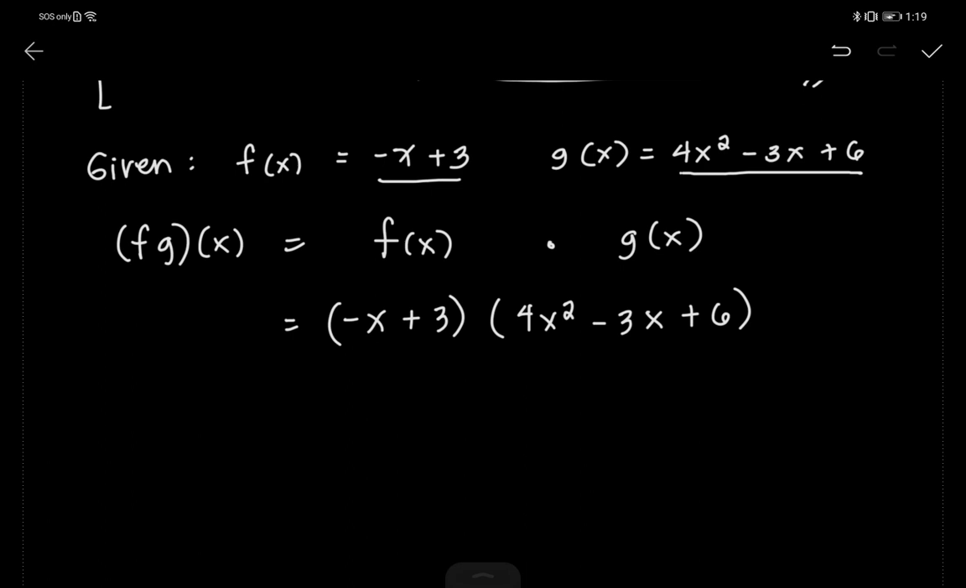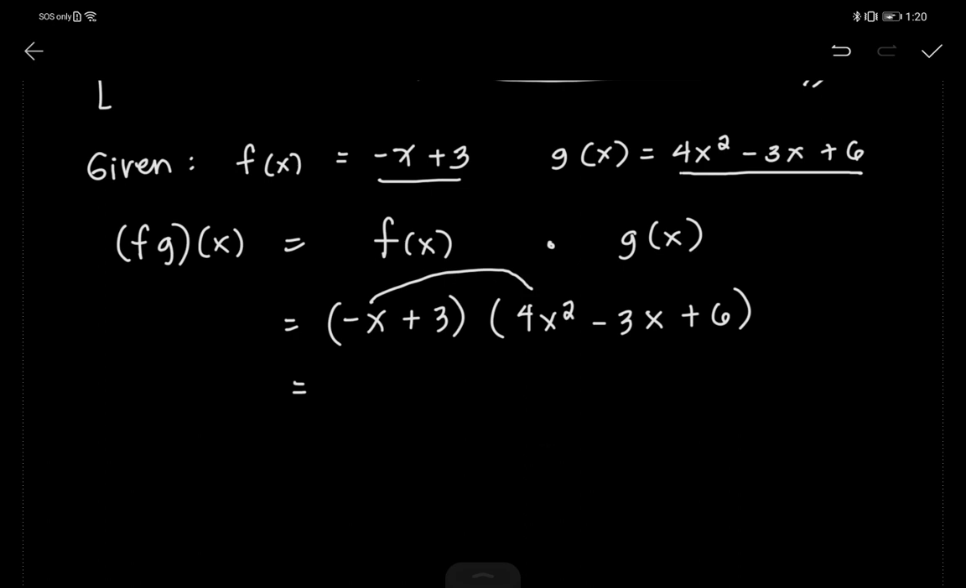In this case, we are not going to use the FOIL method because the FOIL method is only applicable if we are multiplying two binomials. Since in this case we are multiplying a binomial by a trinomial, we're going to use the distributive property. It means that we're going to distribute this first term to our second function, and then distribute the second term to the second function. Okay, let's do this. So distribute negative x times 4x squared.